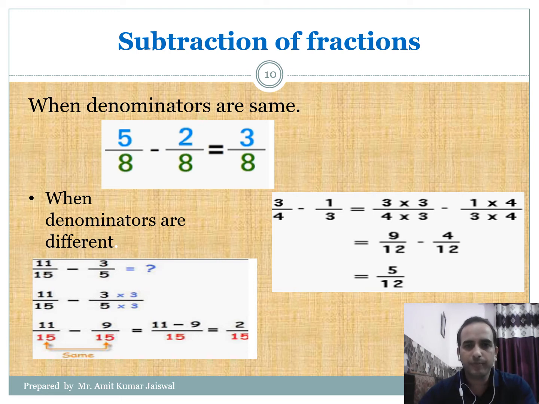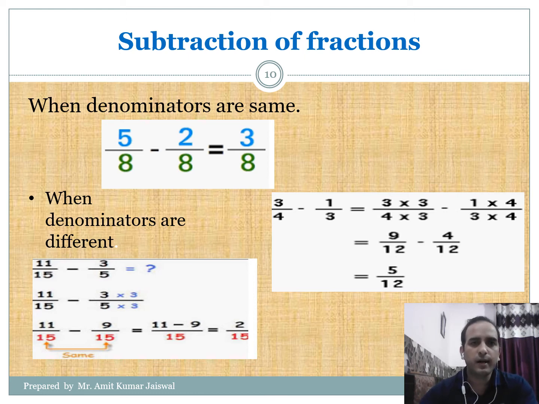So here we have different denominators. So what we do is make the denominators equal by finding their equivalents. Here we converted 4 into 12 by multiplying by 3, both numerator as well as denominator. So it's 9 upon 12, and here we have 4 upon 12. So now we are going to subtract 9 upon 12 and 4 upon 12. So it becomes 5 upon 12 here. So this is the correct answer, 5 upon 12, 9 minus 4, 5 upon 12.